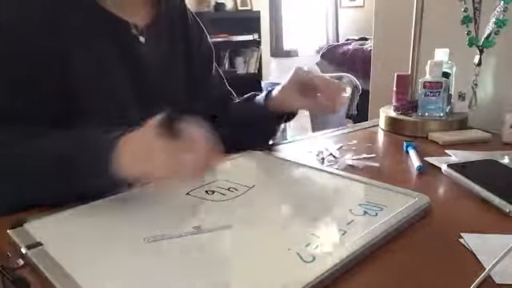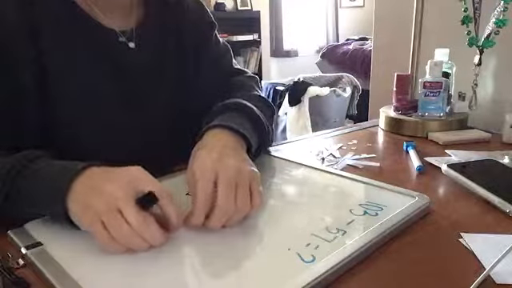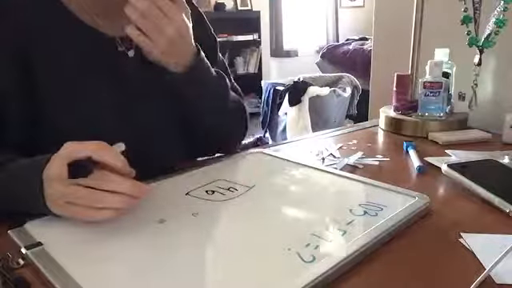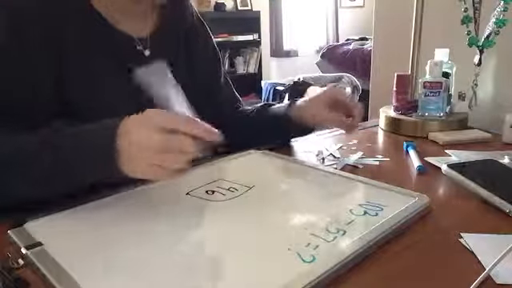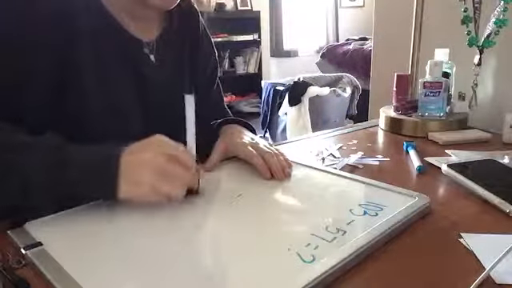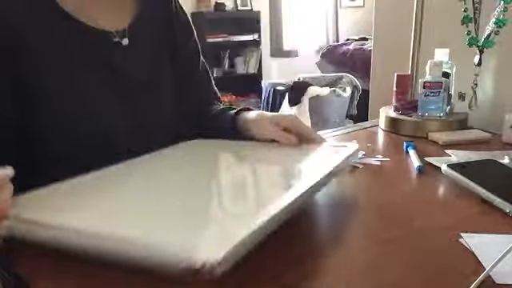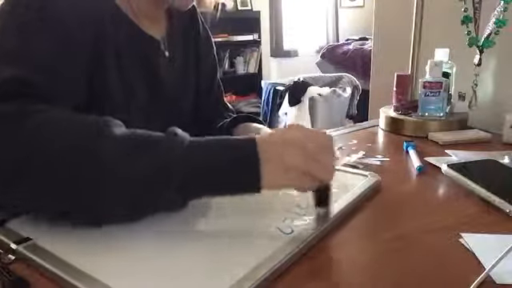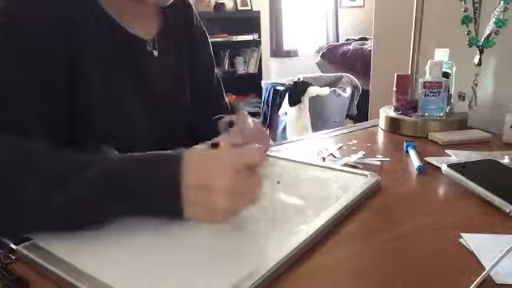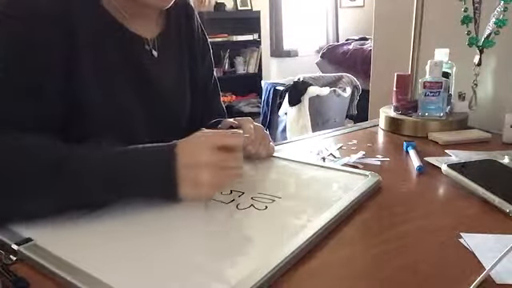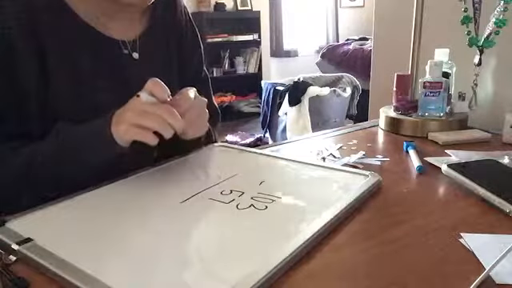Now I'm just going to show you how to do a subtraction problem vertically on the whiteboard. And it's going to be the same problem. We're going to be dealing with the same numbers, 103 and 57, but we're writing it vertically as opposed to how we have it horizontally. So we have 103 minus 57. Same numbers.